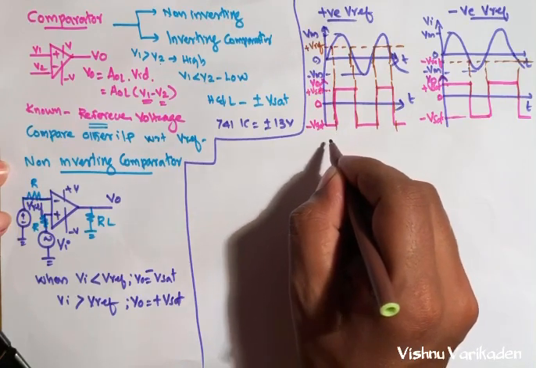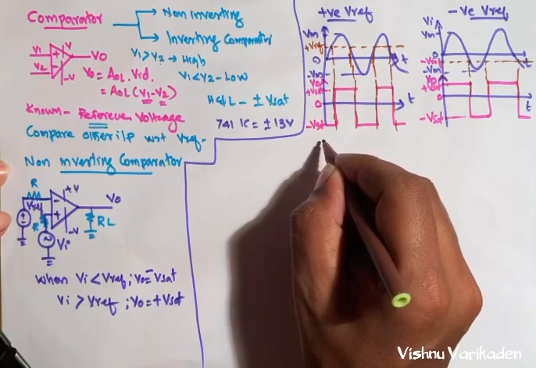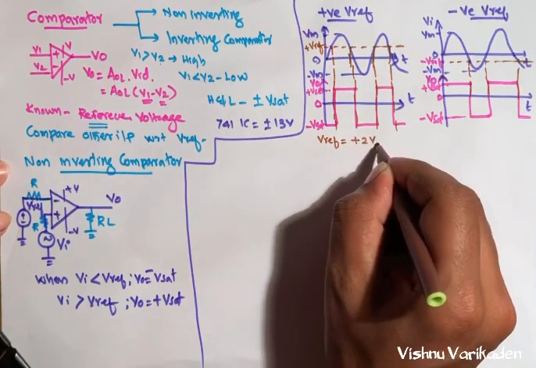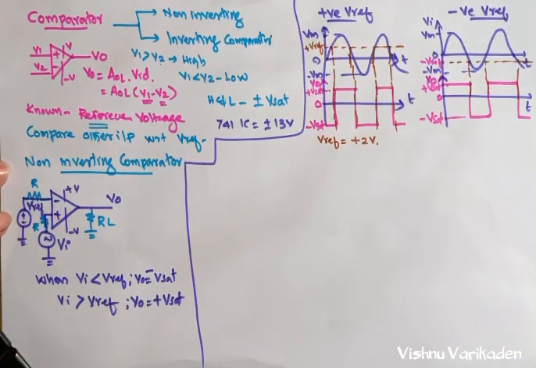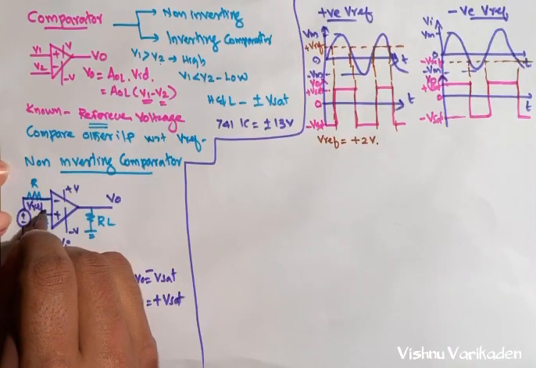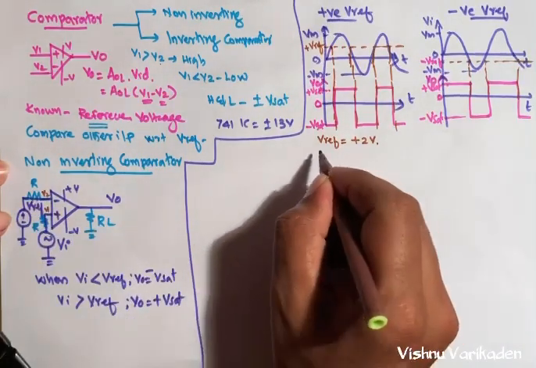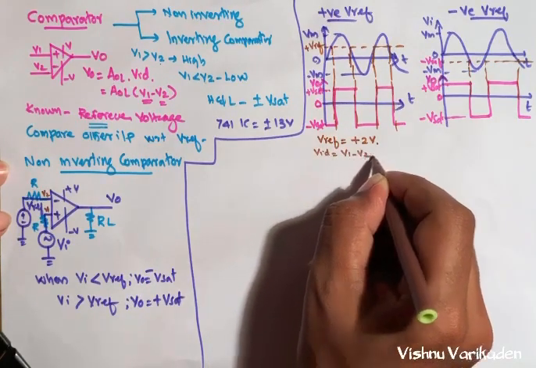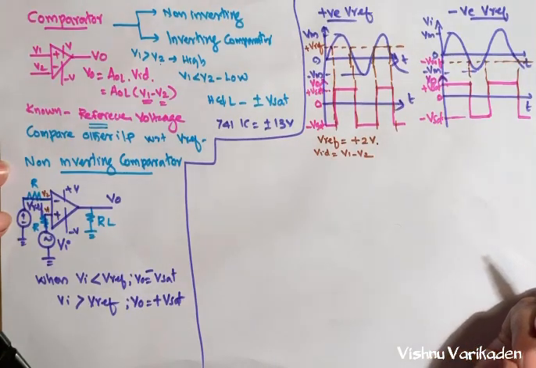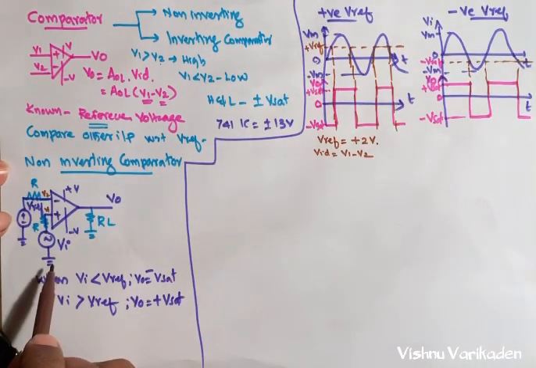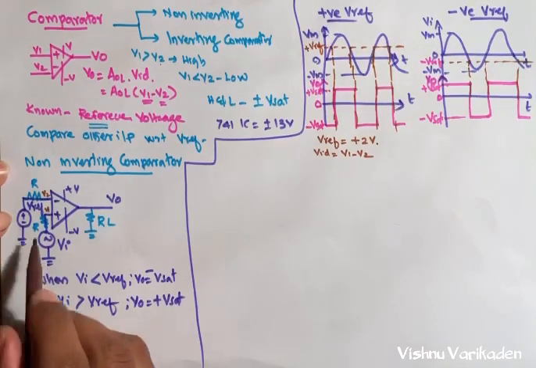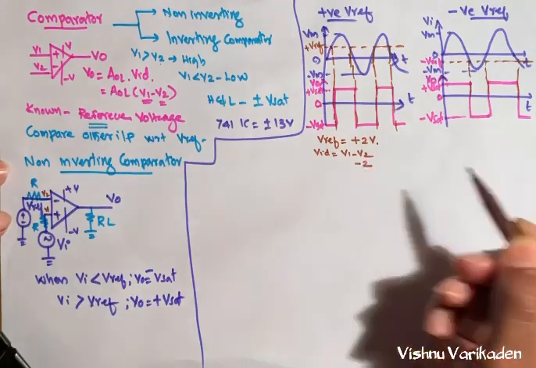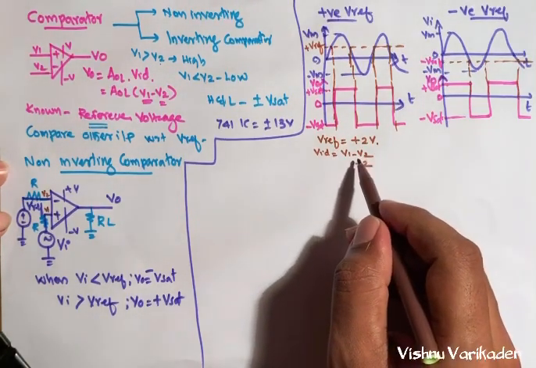Input. Assume the reference voltage is 2 volts, as an example. This one is V1 and this one is V2. So we can write VID is equal to V1 minus V2. The reference voltage is plus 2 volts, applied to the negative terminal. So V2 is fixed to 2. What about V1?